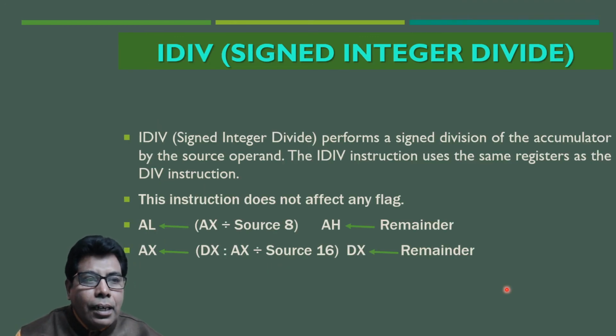Then IDIV, that is signed integer divide. It will perform the signed division of the accumulator by the source operand, and the IDIV instruction uses the same registers as the DIV instruction. Here if we take AX divided by the 8-bit source, the result will be in AL and the remainder will be in AH. Then DX AX, that is 32-bit, divided by a 16-bit operand, the quotient will be in AX and the remainder will be in DX.